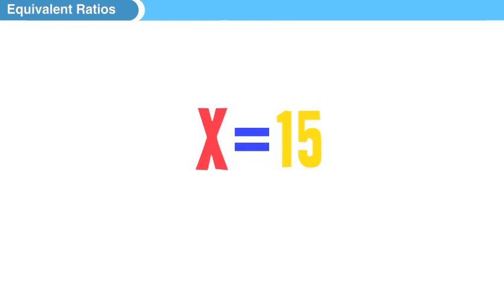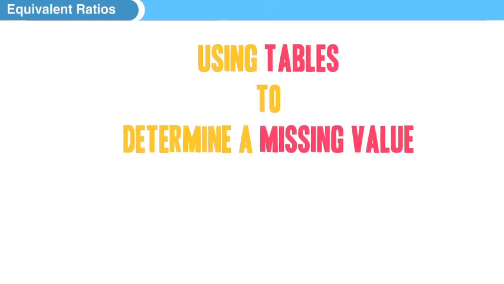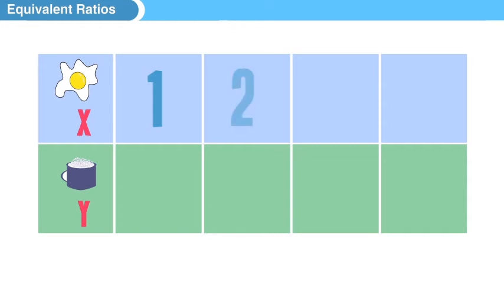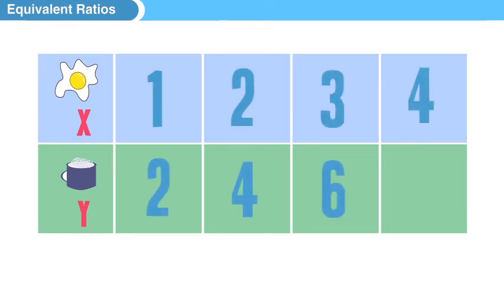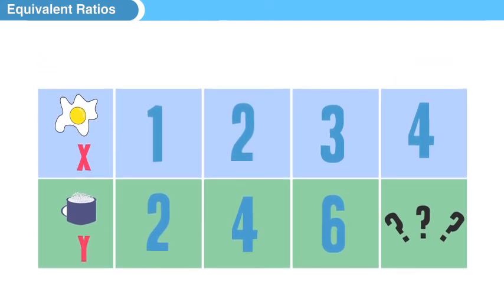A third way to determine equivalence is using a table. In order to keep track of the ratio of eggs to cups of rice in my mom's fried rice recipe, I can make a table such as this. How many cups of rice does my mom need if she uses 4 eggs? The strategy is to look for a rule that relates the number of eggs, here x, and the number of cups of rice, here y, and to use that rule to write an equivalent ratio.